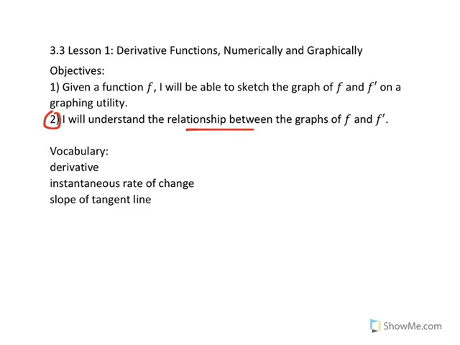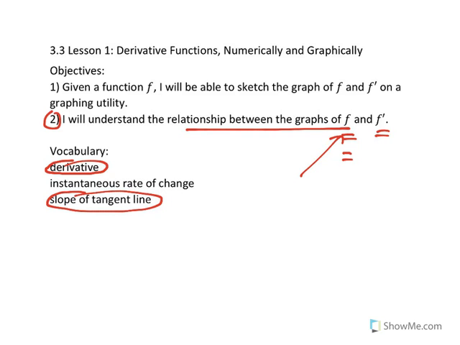So we just looked at objective 2. You will understand the relationship between the graphs of f and f prime, and that has to do with what the derivative represents. It represents slopes of the tangent line to the graph of f at certain values of x. So we understood that when the function f is decreasing, the tangent lines will have negative slopes, and therefore the derivative will be negative. When the function f is increasing, the tangent lines will have positive slopes, and therefore f prime will be positive. And prior to that, we looked at objective 1. Given a function f, you will be able to sketch the graph of f and its derivative on a graphing utility. We will do the same two objectives with the second example.